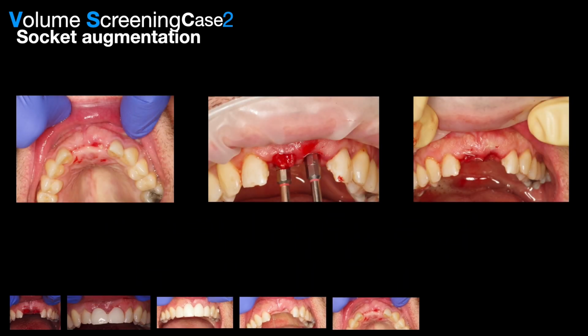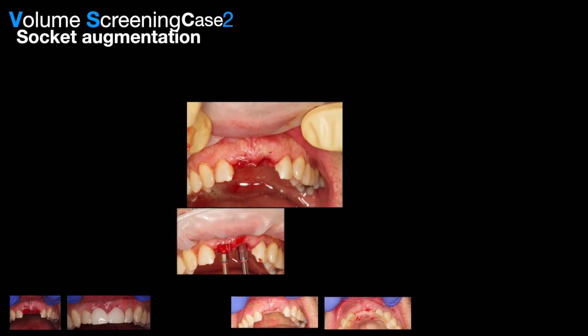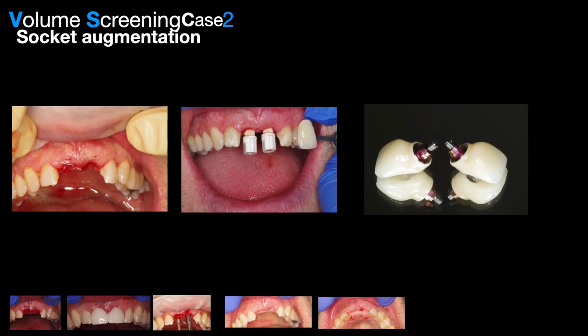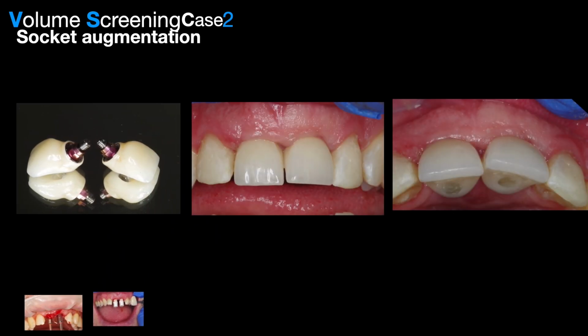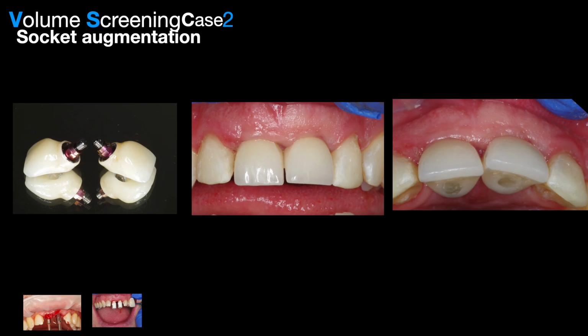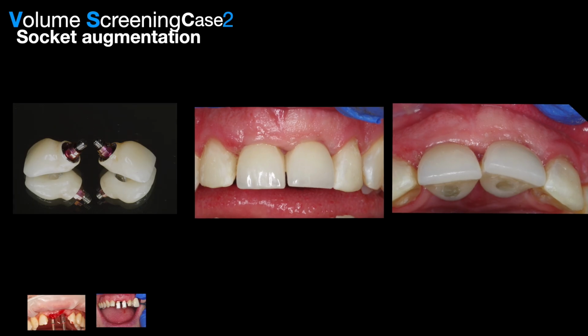They were tissue level implants, so the precision of placement was extremely important to achieve the papilla position and all other factors. After 3 months, the implants were scanned and the crowns were produced. Then we have a crown that after a short period of time was loose because the tissue pressure was very high and maybe my torque wasn't strong enough.